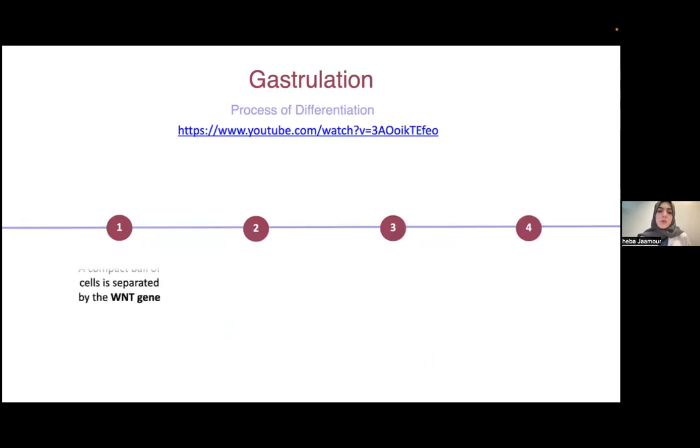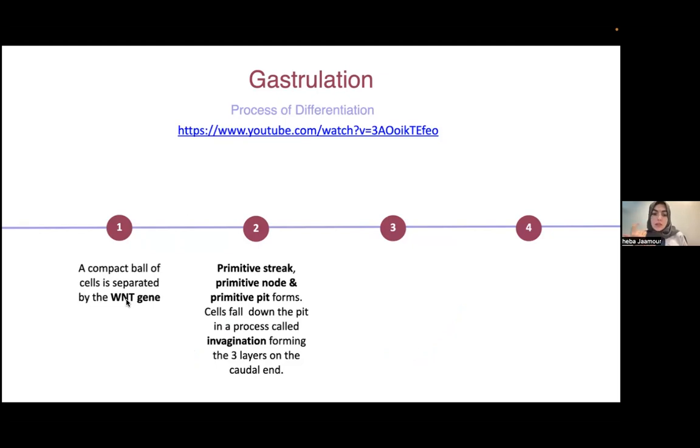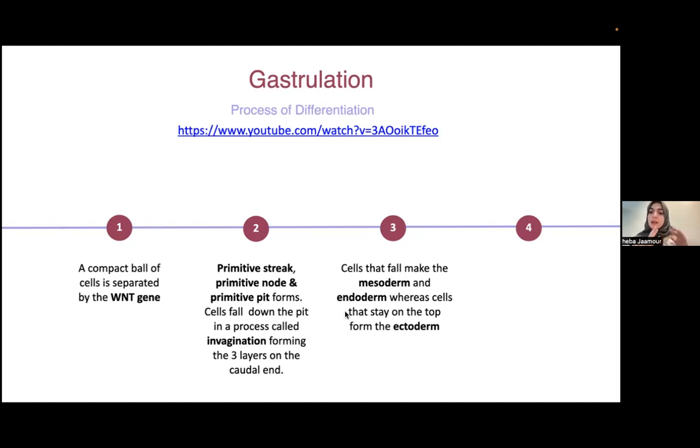So again, this is in Word format. I linked a video in case you guys are intrigued to watch it, you can. Basically, again, to reiterate the steps, a compact ball of cells is separated by the WNT gene. And then a streak, a node, and a pit is formed, and cells fall down from it in a process called invagination. Now, all the cells that fall down make up the mesoderm and the endoderm, whereas cells that stay above and don't fall down basically form the ectoderm. And then at the very end, the primitive streak, node, and pit degenerate.